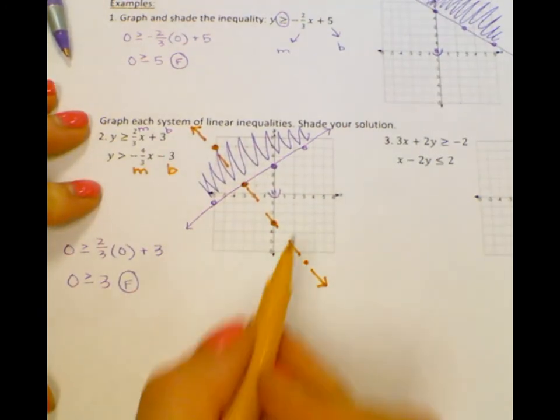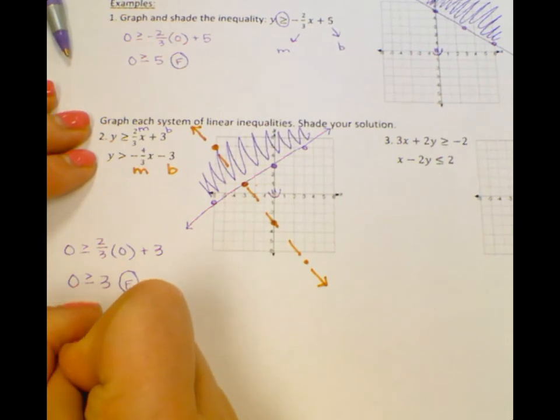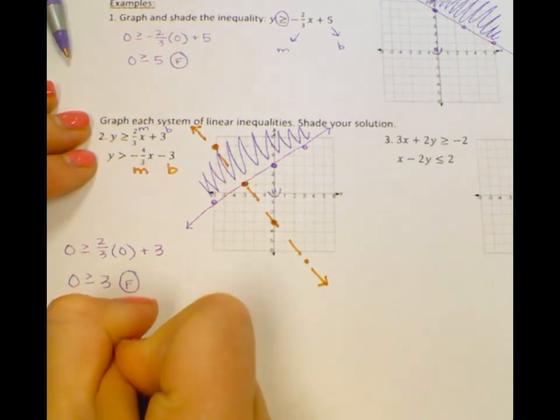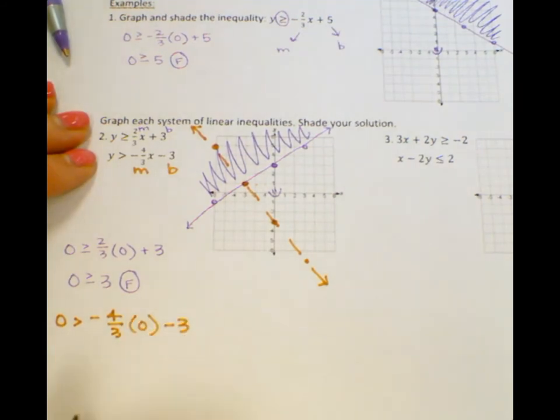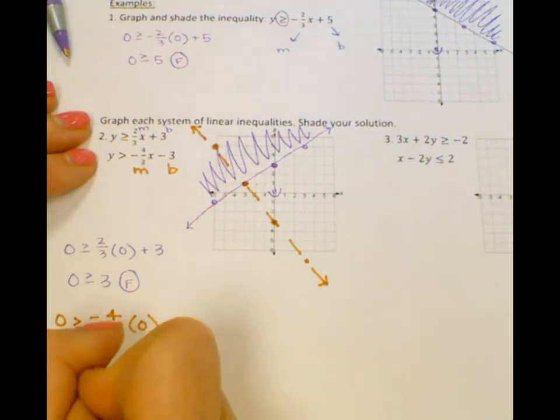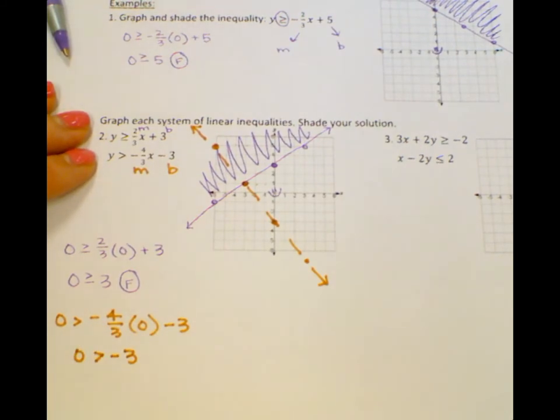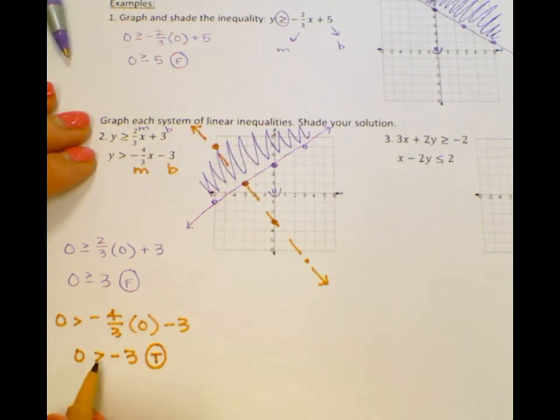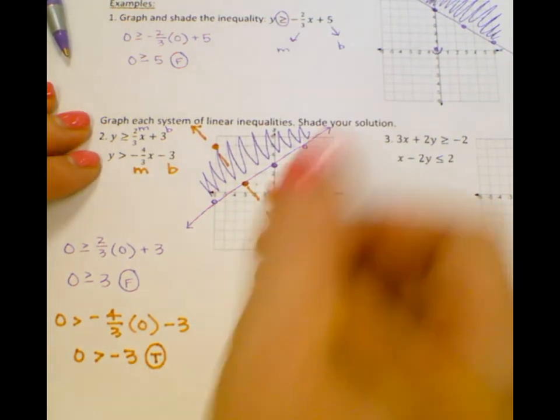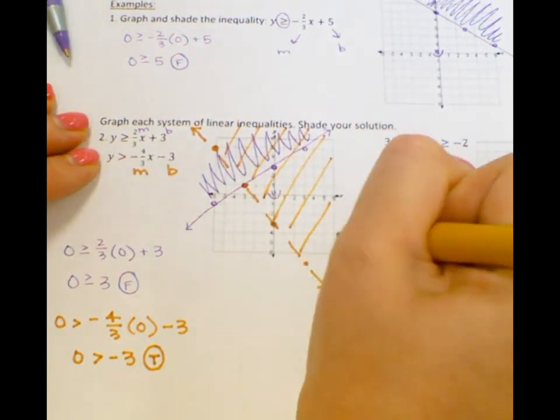And then again, I'm going to check the 0, 0 down here. So I'm going to plug a 0 in for y, a 0 in for x. Again, we know this is going to go away. So is 0 greater than negative 3? Yes, 0 is greater than negative 3. So let's shade with the 0, 0. I'm shading with the 0, 0.